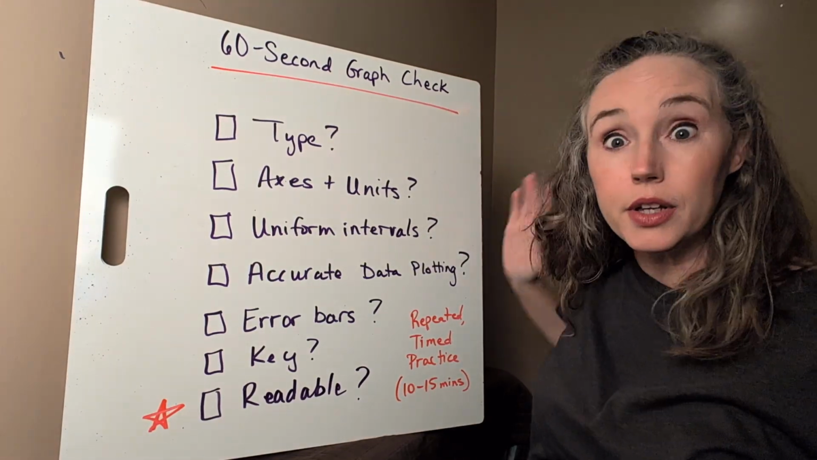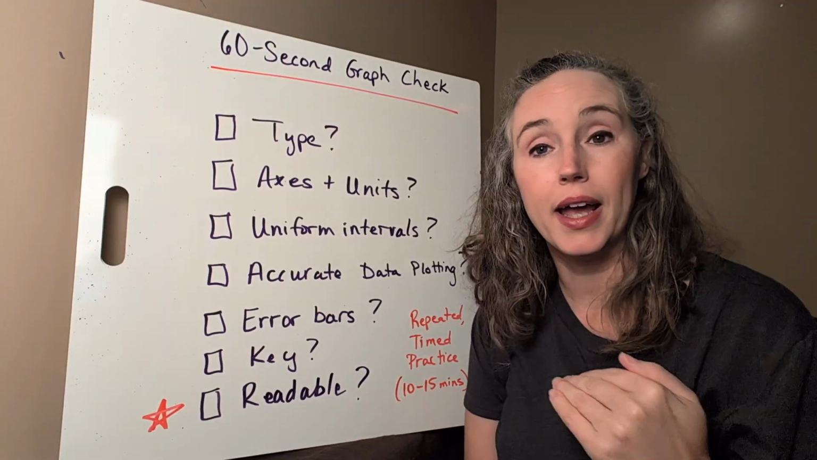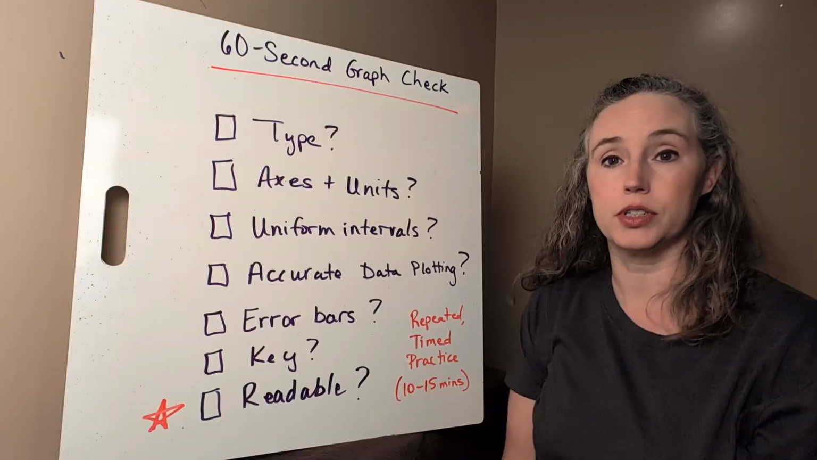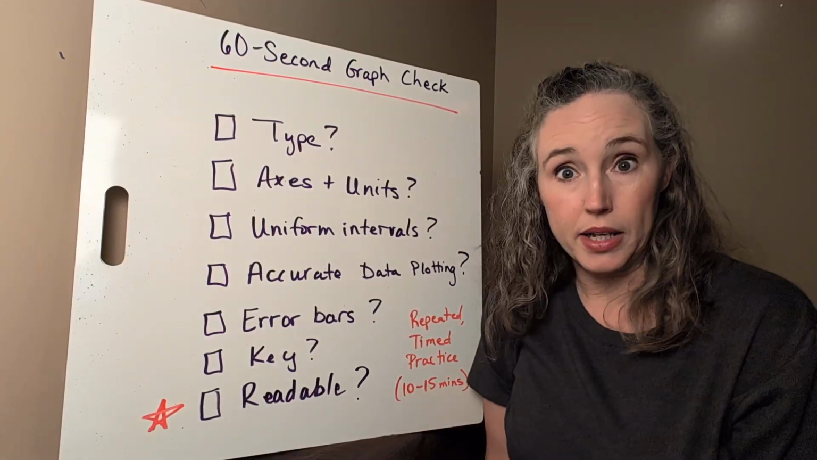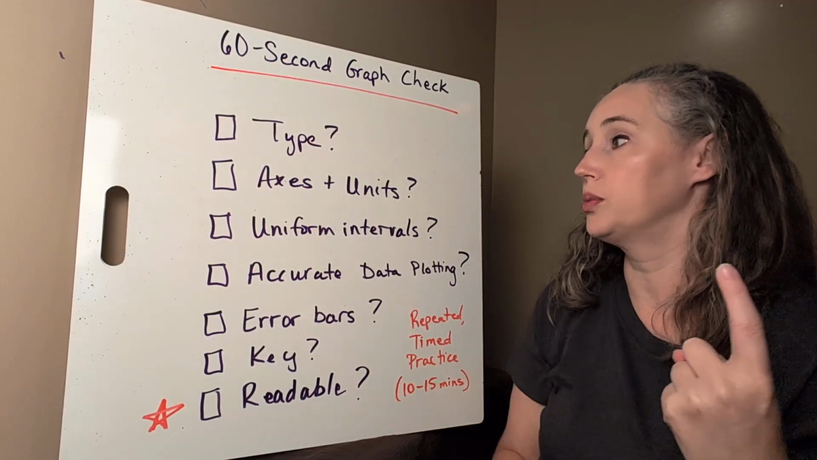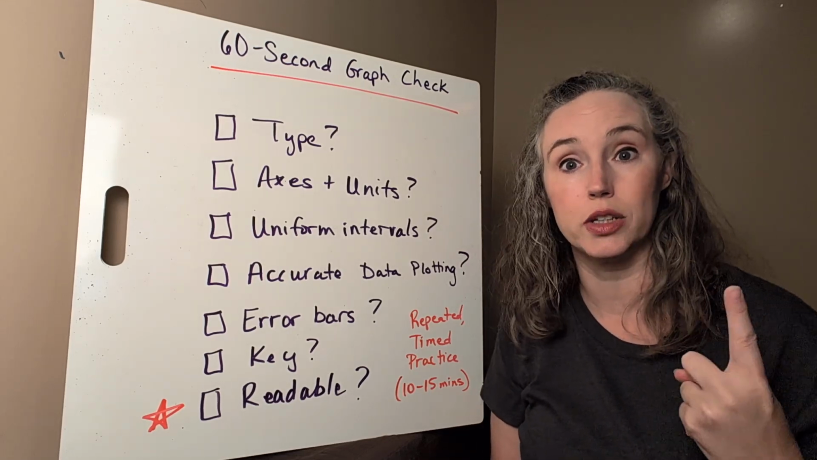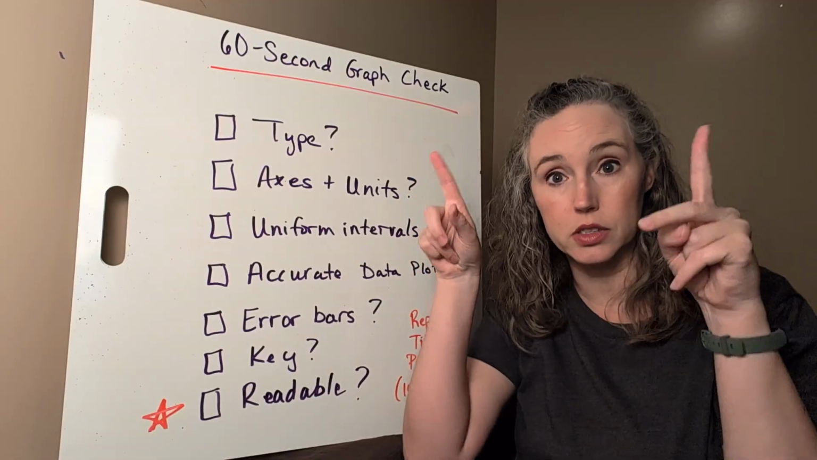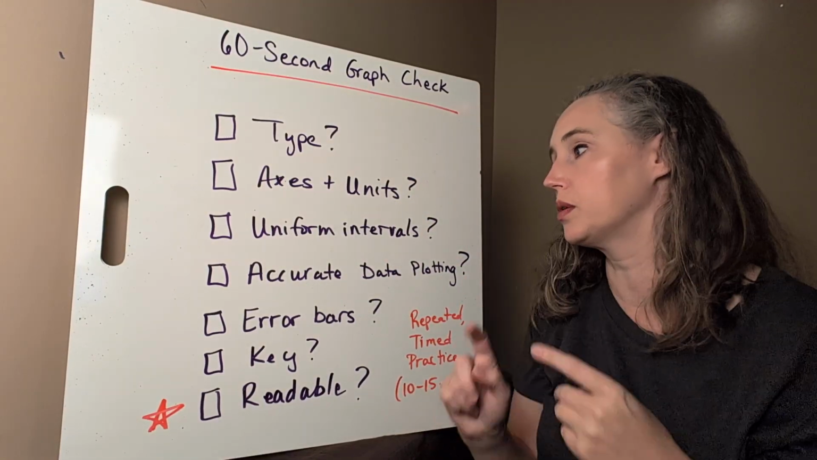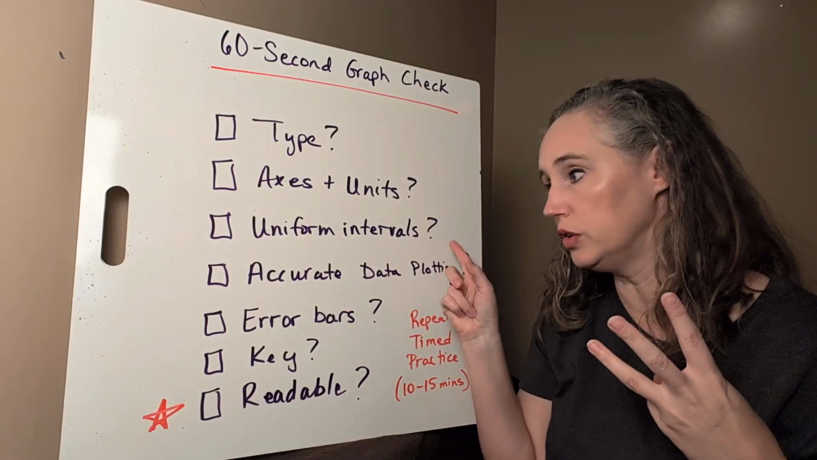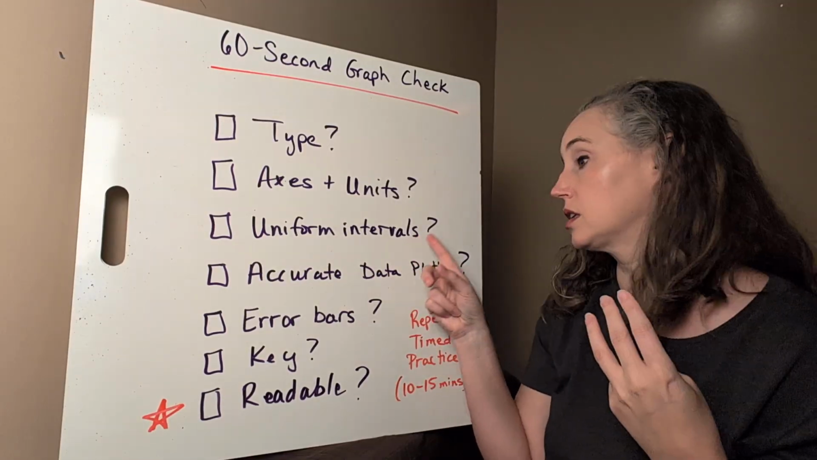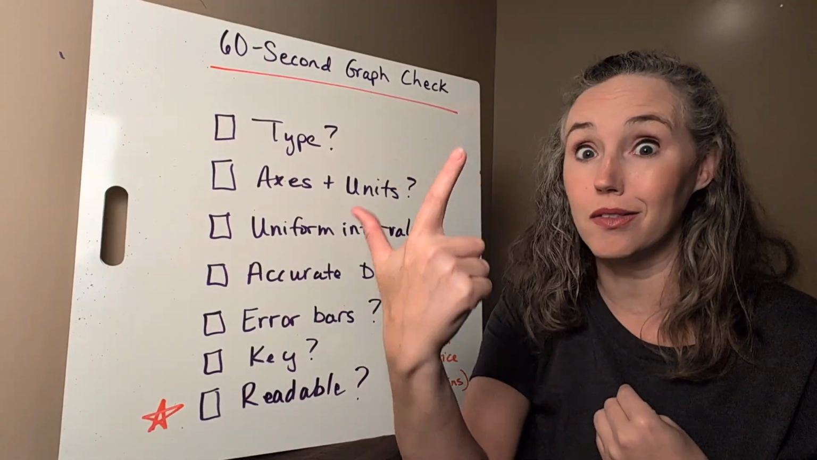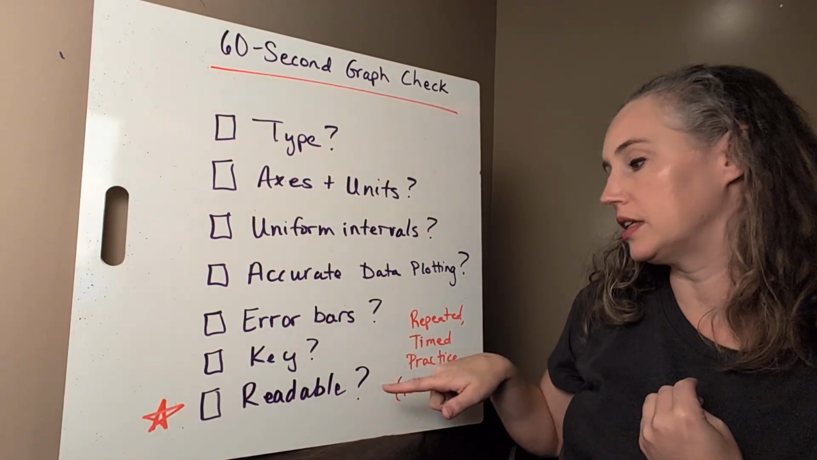Now, once you've done it, give yourself a 60-second graph check, but it could be even less. Did I pick the right type? Yes, 1 point. Did I label the axes and units correctly? Yes. Did I put parentheses around the units so they know it's the units? Yes. Whew, good. That's 1 point. Are my intervals uniform? Are my data plotted accurately? Are my error bars there, visible, and accurate? Do I have a key?